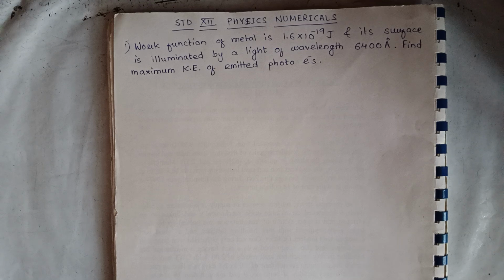So the first question is: the work function of a metal is 1.6 into 10 raised to minus 19 joule, and its surface is illuminated by light of wavelength 6400 angstrom. Find the maximum kinetic energy of emitted photoelectrons.